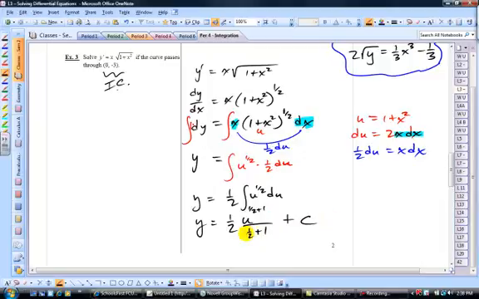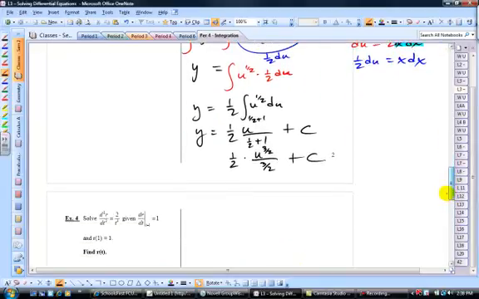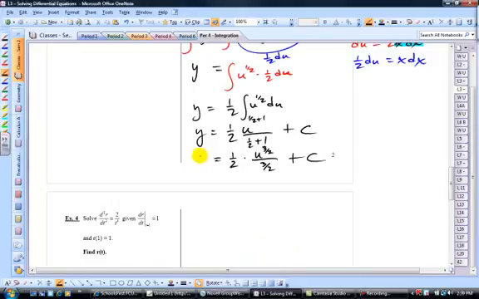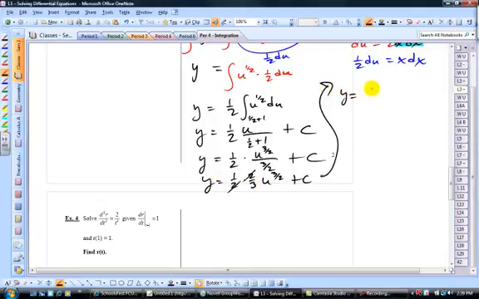We need to massage that a little bit and simplify it. So 1/2 plus 1 is 3/2. So we got u to the 3/2 divided by 3/2. So 1/2 times u to the 3/2 divided by 3/2 plus c. And so what we have is 1/2 times the reciprocal of 3/2. So 1/2 times 2/3 times u to the 3/2 here plus c. Okay, and the 2's cancel.